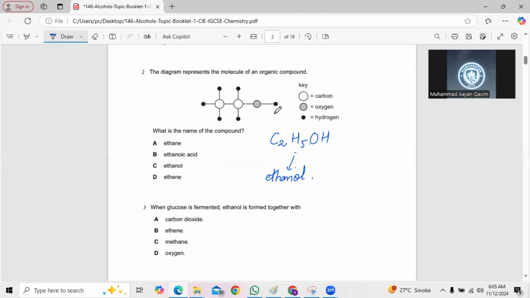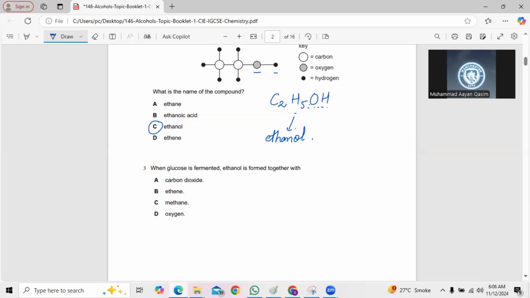How do you know it's an alcohol? Because of the OH that is present at the end, the functional group. This is OH: this is oxygen and this is hydrogen. So that makes it ethanol. What is the name of the compound? That's going to be ethanol. Shabash. Now let's move further.